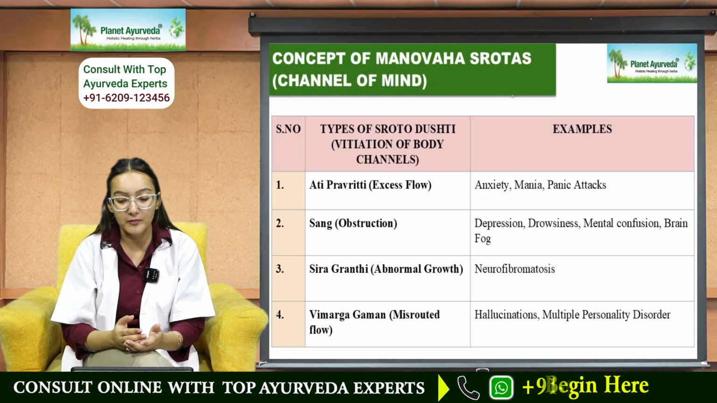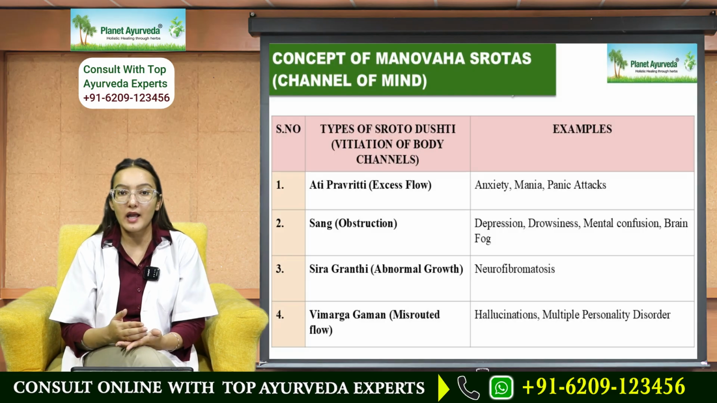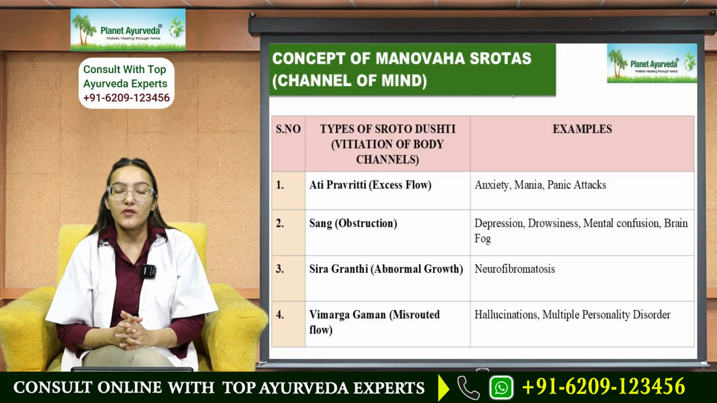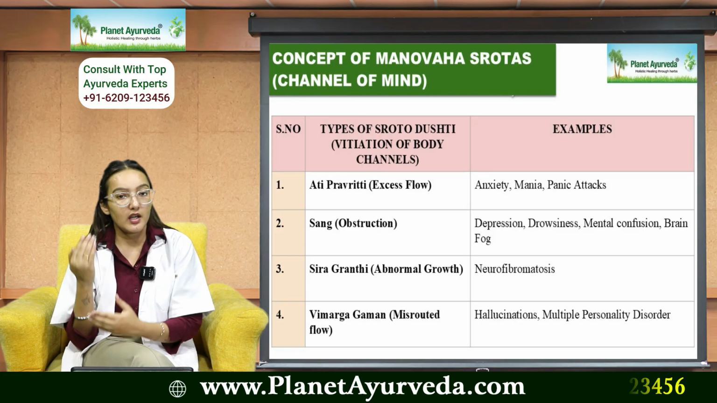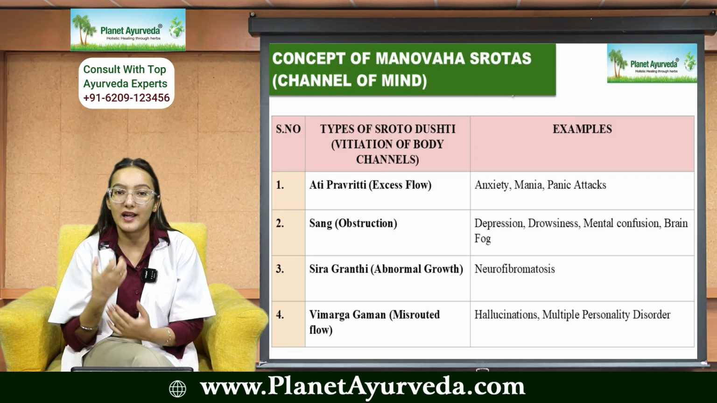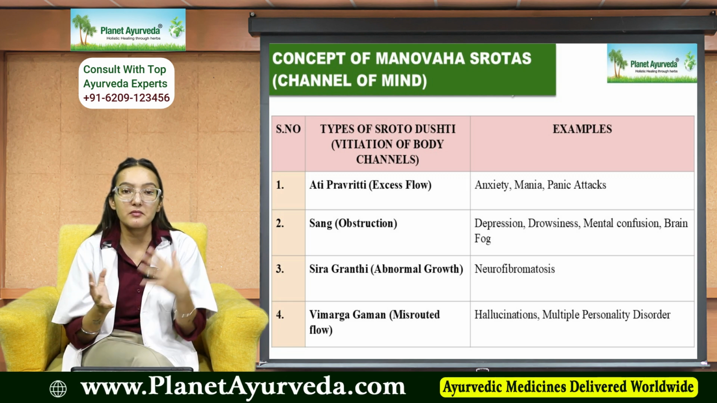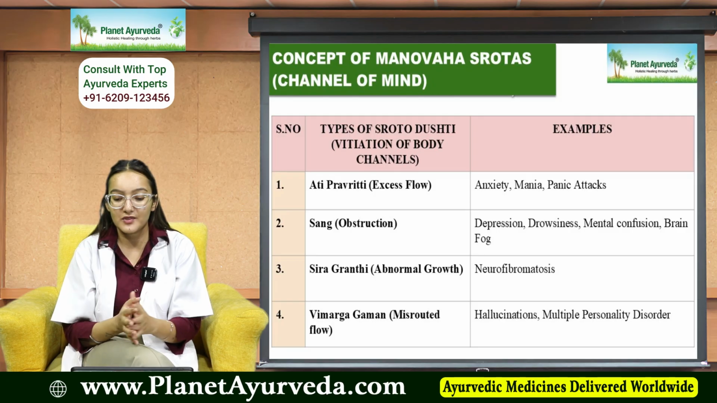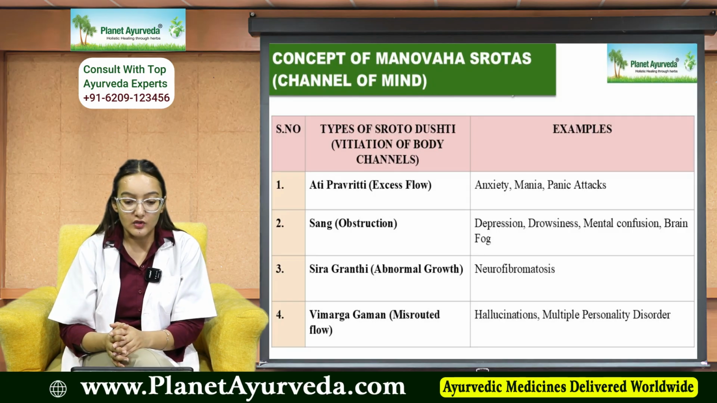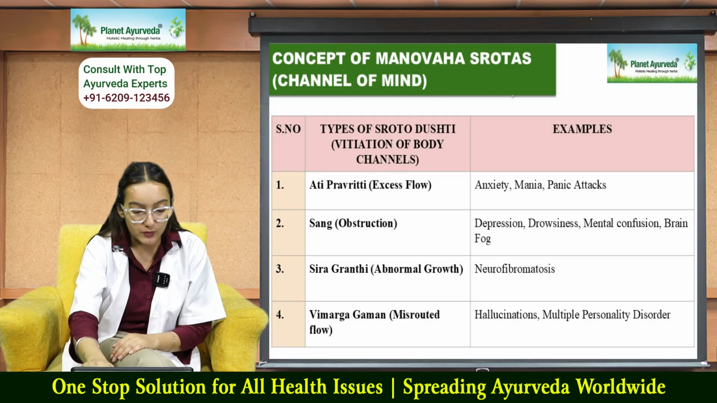Those things are happening. Multiple personality disorder. In this case, what happens? Somebody is behaving very good at one time. Another time, they are feeling more angry. They behave more angry. Sometimes they become anxious. Sometimes they become happy. Sometimes they become sad. So this comes under multiple personality disorder. This happens in misrouted flow of Manovaha Srotasa.